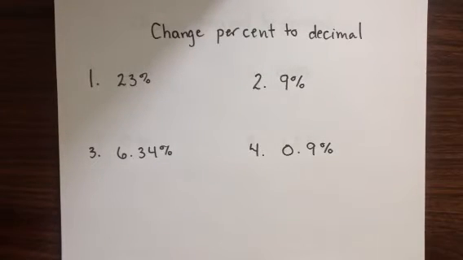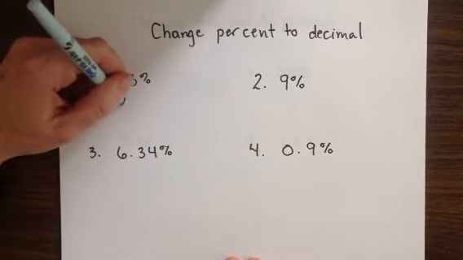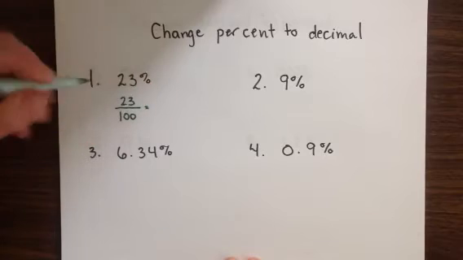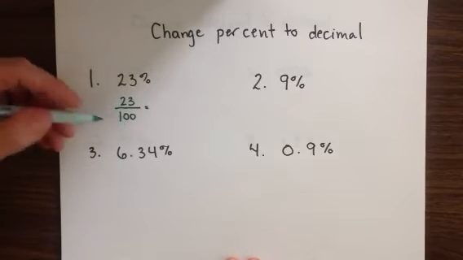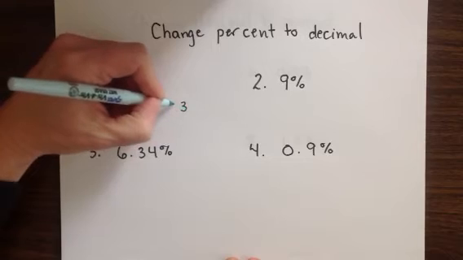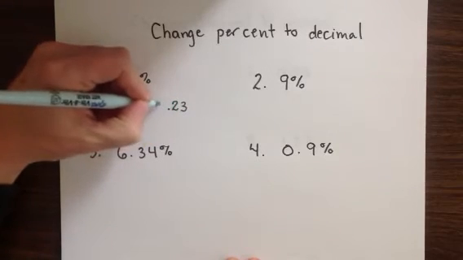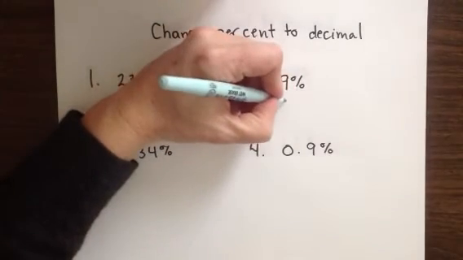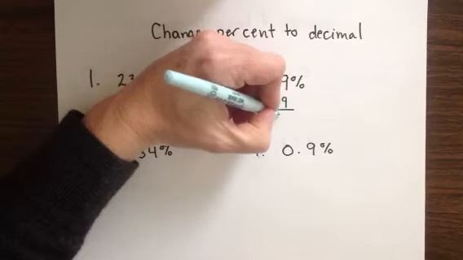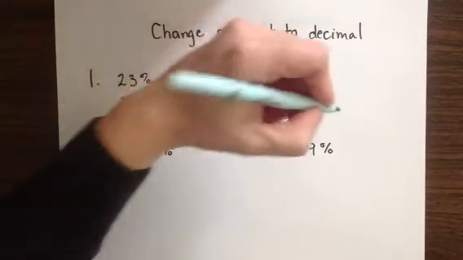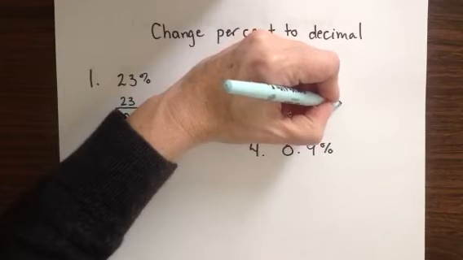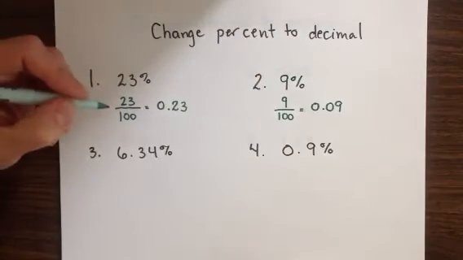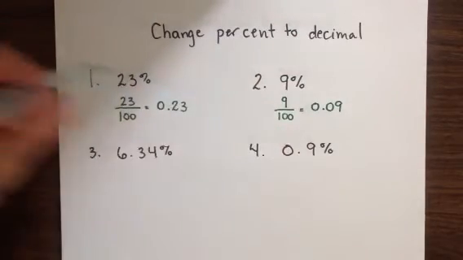To change 23% into a decimal, we would write 23 percent. That can also be said 23 hundredths. So the 3 needs to be in our hundredths place. That would put the 2 in the tenths place. There's the decimal. There's the 0. To do the same thing with 9%, we would write 9 over 100, or 9 hundredths. The 9 in the hundredths position, 0 in the tenths. 9% is equal to 9 hundredths.